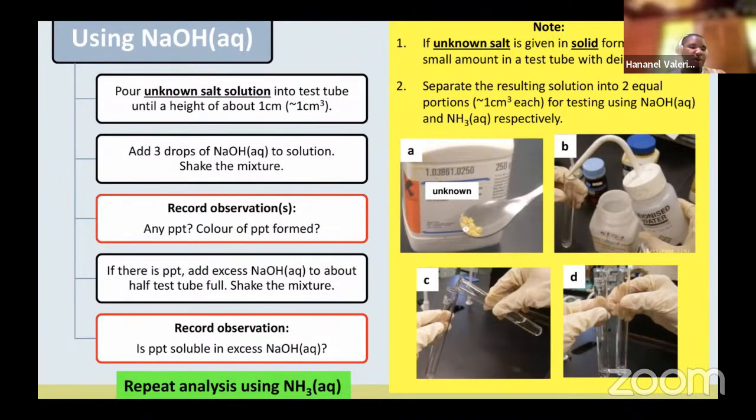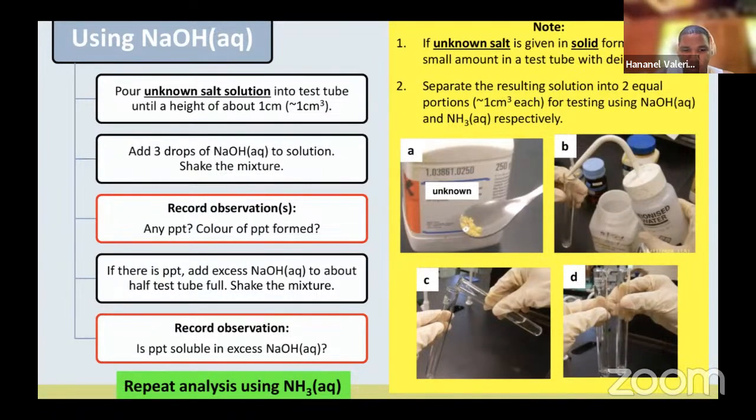So how do we use sodium hydroxide? So convention is we're going to pour the unknown salt solution into a test tube. We're going to add 3 drops of sodium hydroxide to the solution, shake the mixture, and we're going to record the observations, right? So this is where usually CSEC starts us off. Does any precipitate form? And if there is a precipitate, you're going to add excess sodium hydroxide to about half the test tube full, shake the mixture, and then you're going to record the observation again.